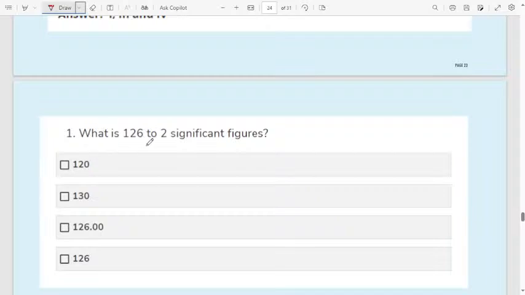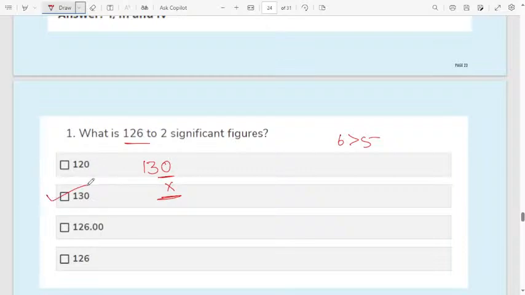Then next, what is 126 to two significant figures? You have to convert 126 in terms of two significant figures. The 6 is greater than 5, so you can write it as 13. Then, since the option will not be there, you add 0, because this 0 is not significant. Then 130 will be the correct answer for this question.